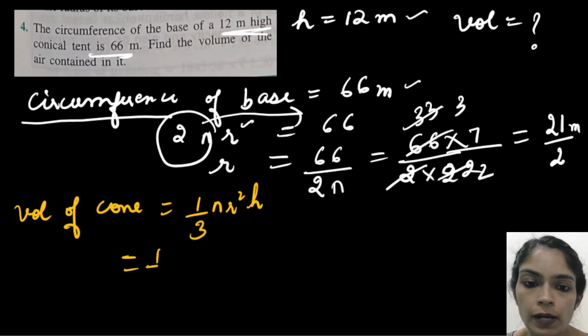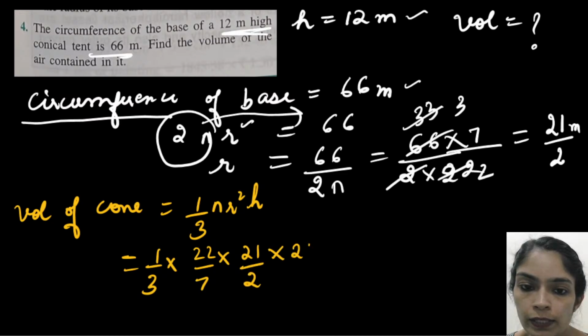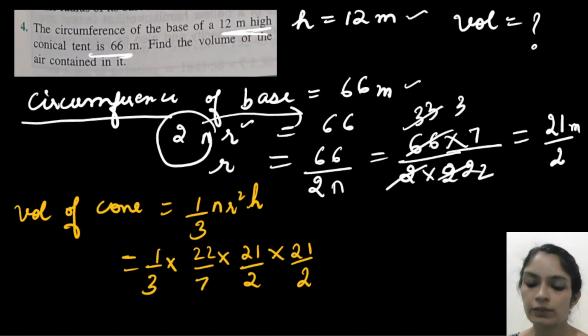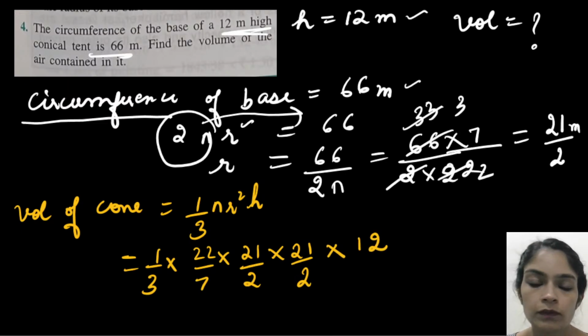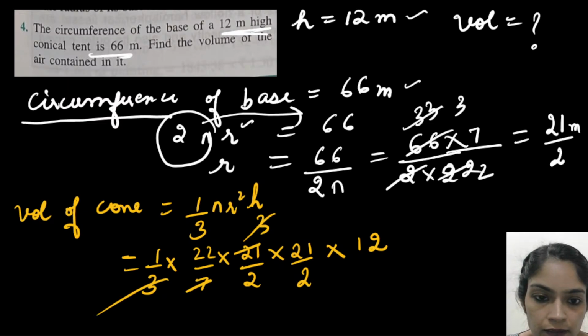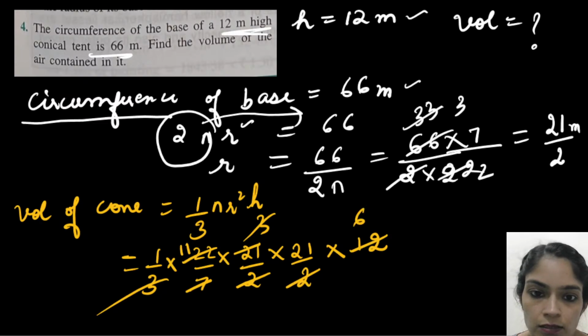So 1 by 3 as it is, pi's value 22 by 7, r square, r is 21 by 2, so 21 by 2 into 21 by 2, because r square is there, that's why I am writing 2 times. 21 by 2 into 21 by 2 into height. Height is 12. So we'll do cancellation. 7 into 3 is 21. This 3 and this 3 will get cancelled. Then 2 into 11 is 22. Then 2 into 6 is 12.